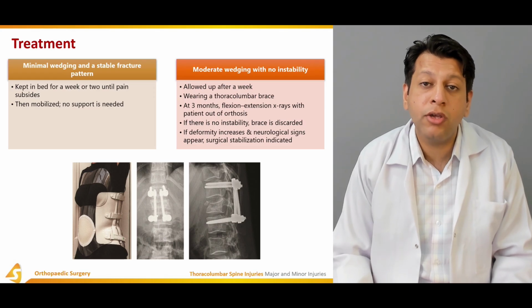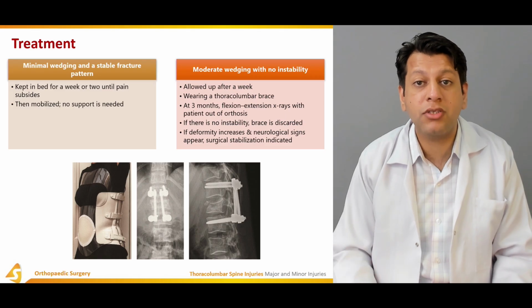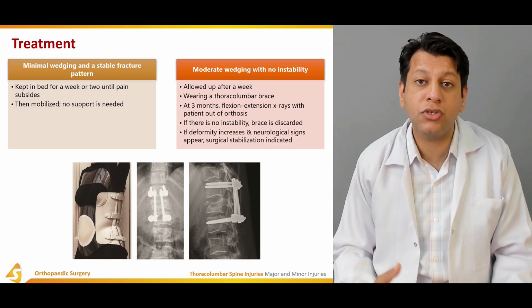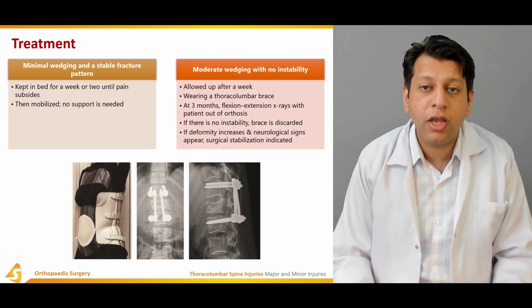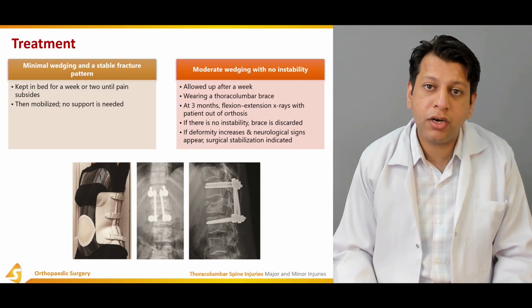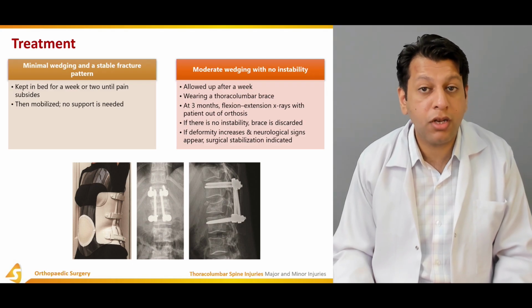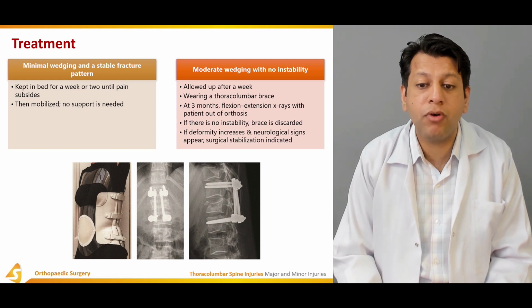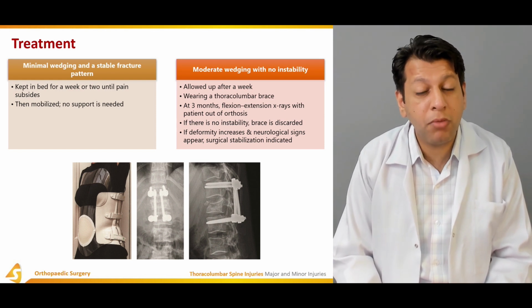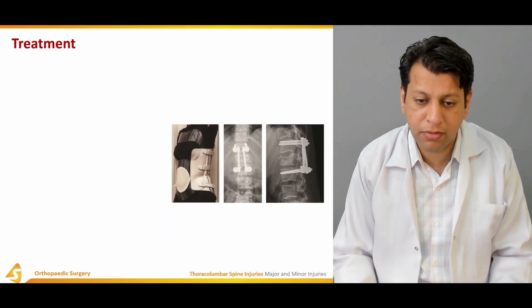At 3 months, you get flexion extension views. And the reason to get flexion and extension views is just to see whether there is a distraction of the proximal vertebra over the distal one or not. If there is no distraction during the extension or the flexion, this means the posterior ligamentous complex is intact and there is no instability. If there is no instability, the brace can be discarded, and if deformity increases later on, we may need to fix it, but for the time being, you do not need any surgery for this kind of injury.